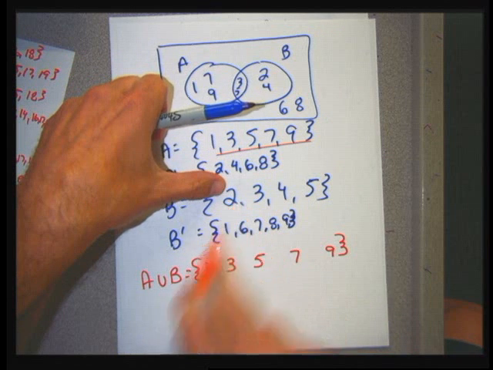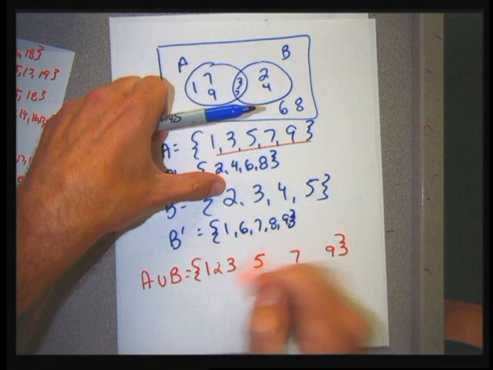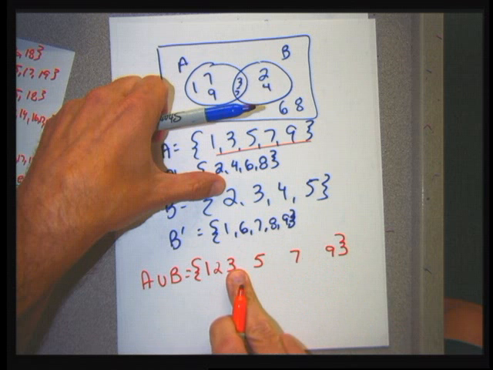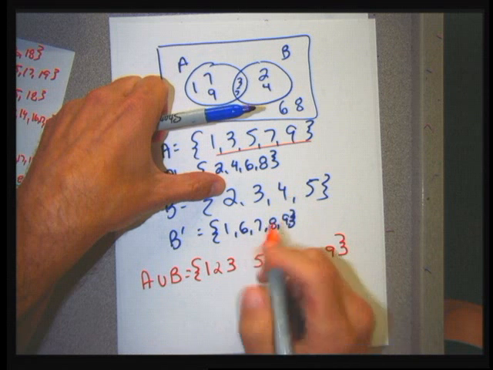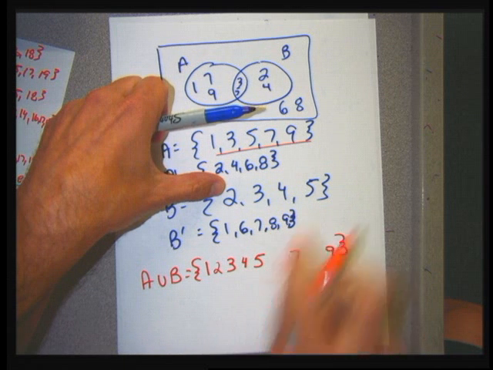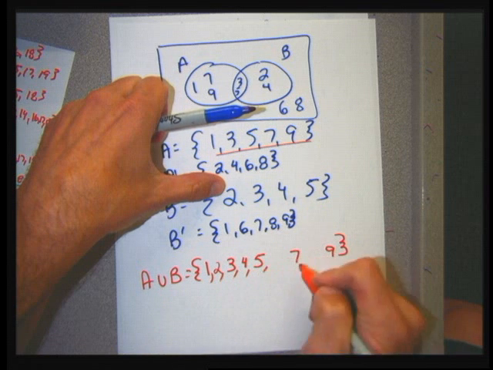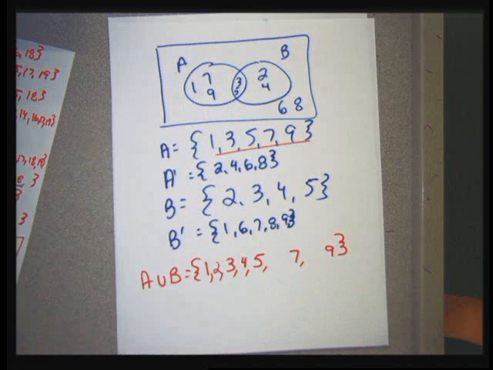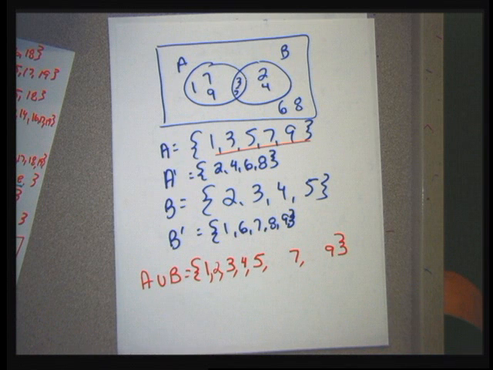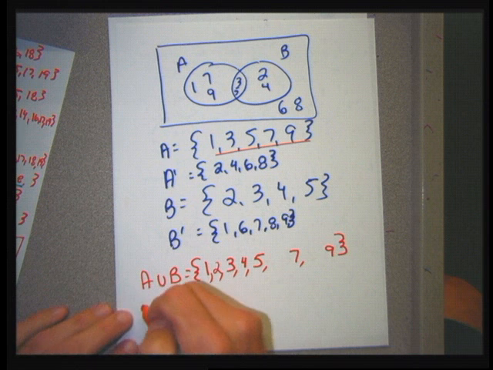B has 2, it's not in my list, I need to add it to my list. B has 3, it's in my list, I don't need to add it. B has 4, it's not in my list, I need to add it. B has 5, it's in my list, I don't need to add it. So A union B is 1, 2, 3, 4, 5, 7, and 9. It's all of A, and then add anything that B has that I haven't already dealt with.